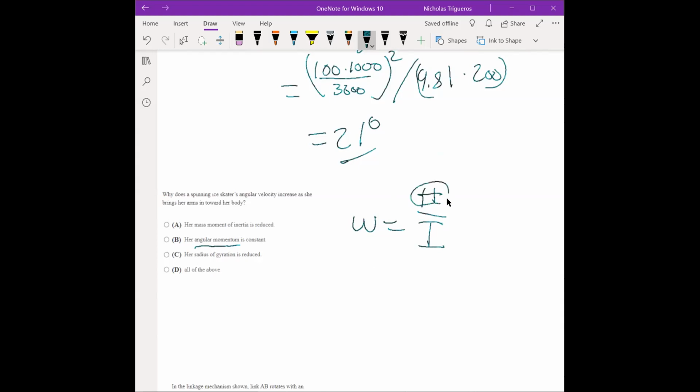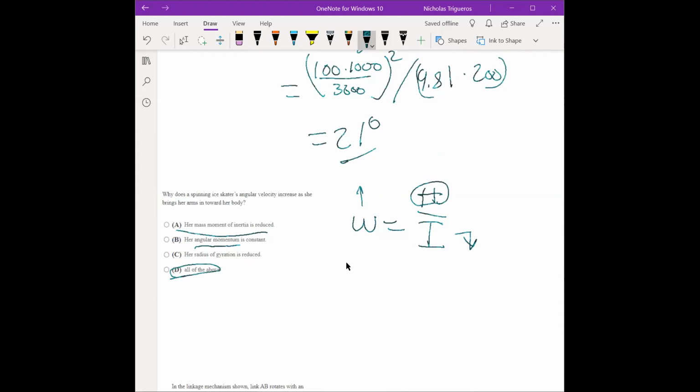And we know that this momentum cannot change. So what does that mean about this? If this increases, what has to happen to I? It has to decrease. Yeah. So we also know that that's true. And by this point, you're like, well, two of them are true, so D must be the answer, which is right.